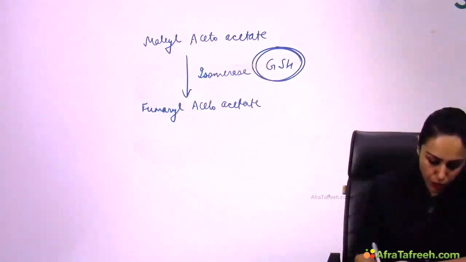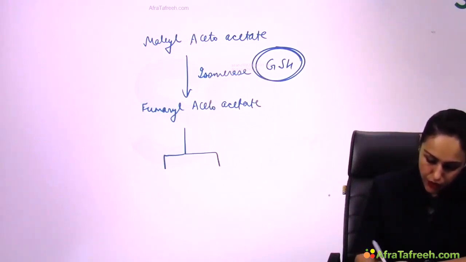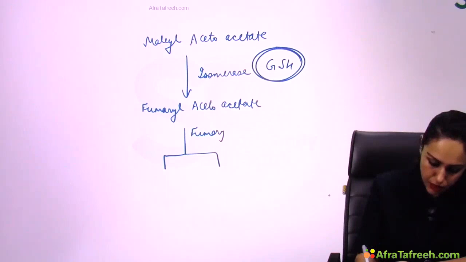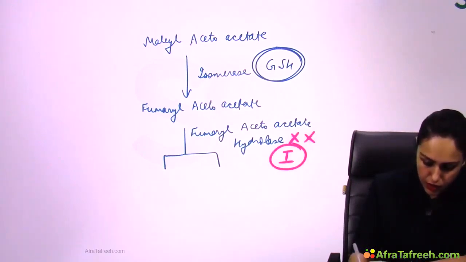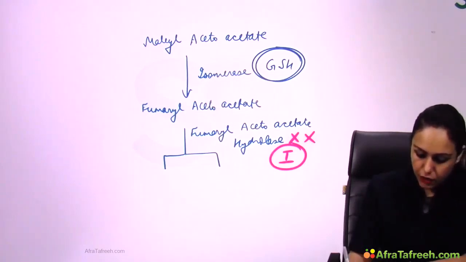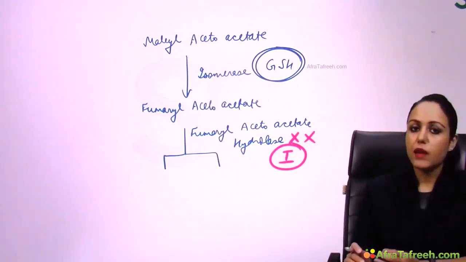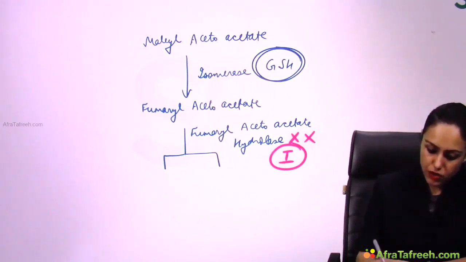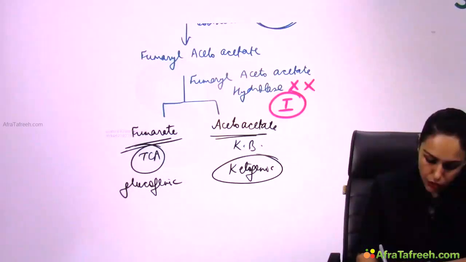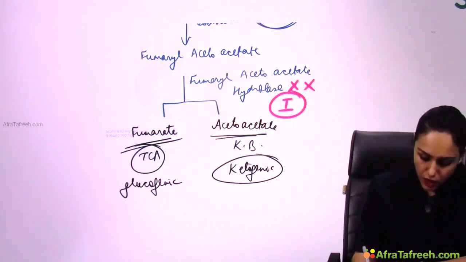And now this will be broken down. Fumaryl acetoacetate will be broken down by an enzyme. The enzyme name is fumaryl acetoacetate hydrolase. Deficiency of this enzyme causes type 1 tyrosinemia. By this enzyme, fumaryl acetoacetate is broken down to fumarate on one side and acetoacetate on the other side.